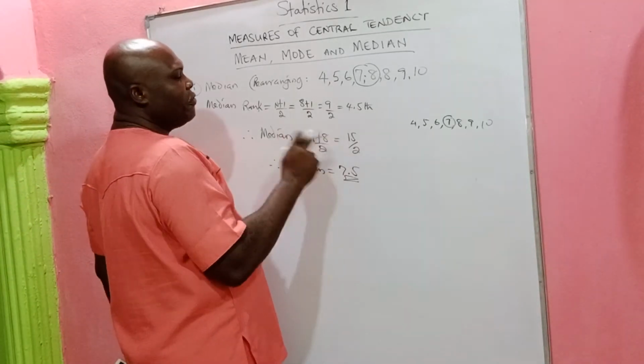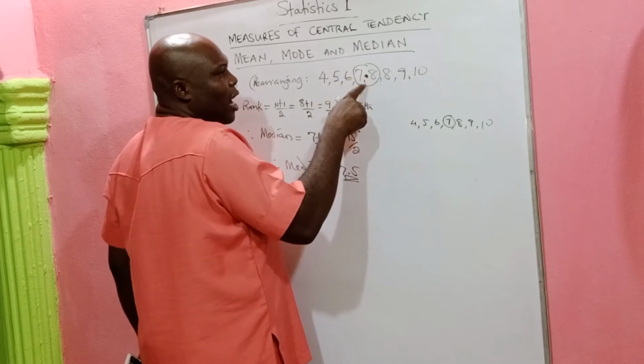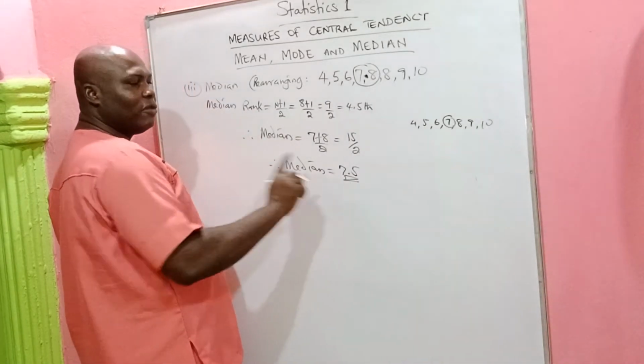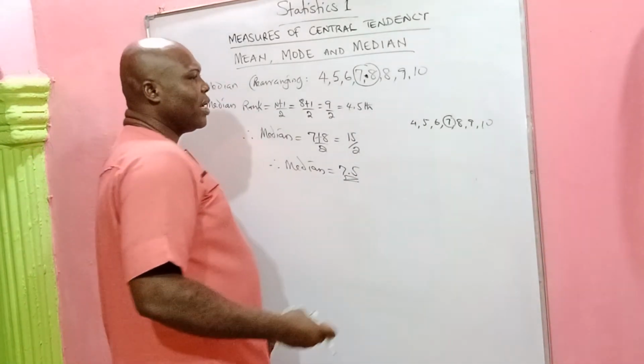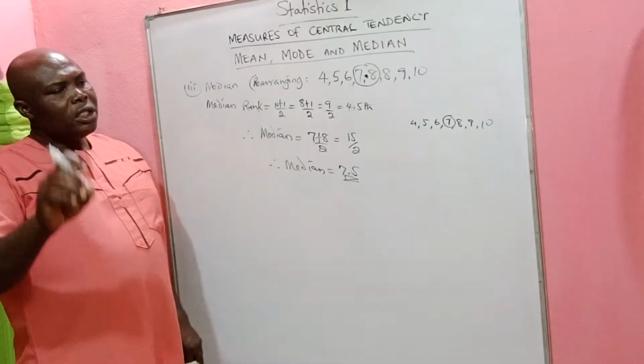All right, so if you are counting 1, 2, 3, 4, then 4.5 would have been here. And what figure would have been between 7 and 8? Of course 7.5, which is the 7.5 we have. Please take note of that. So that's the mean, mode, and the median for the raw data.